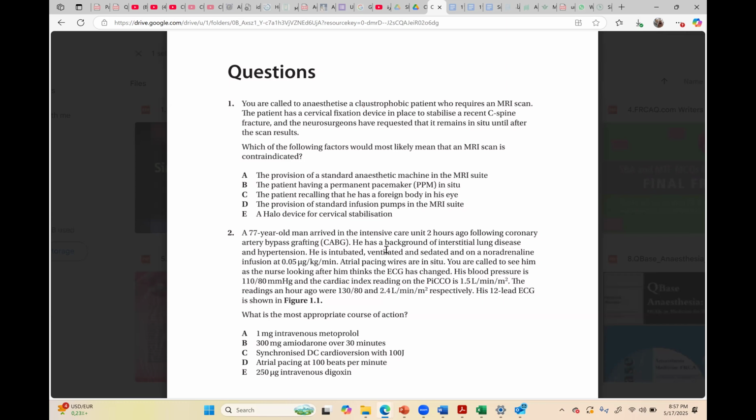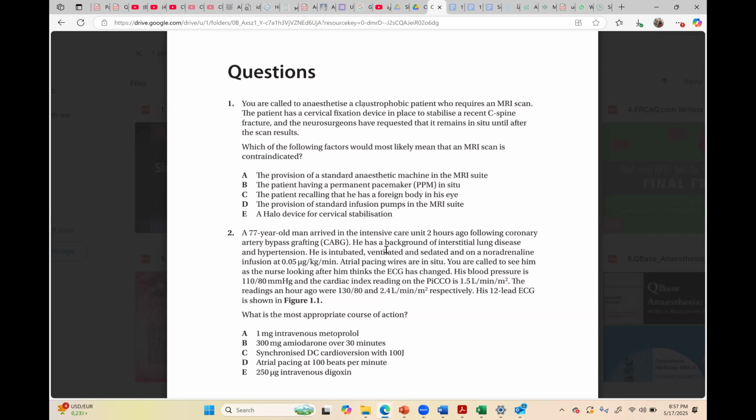If you have made your mind like this, things will become much easier. Maybe the initial one month will be very difficult and you will be very slow, focusing on only one or two MCQs, but gradually it will increase. Okay, then the patient recalling that he has a foreign body in his eye.